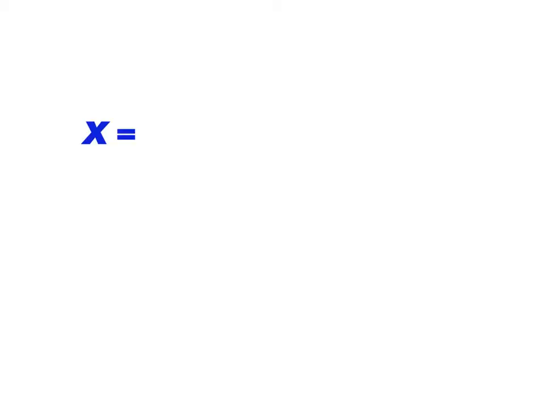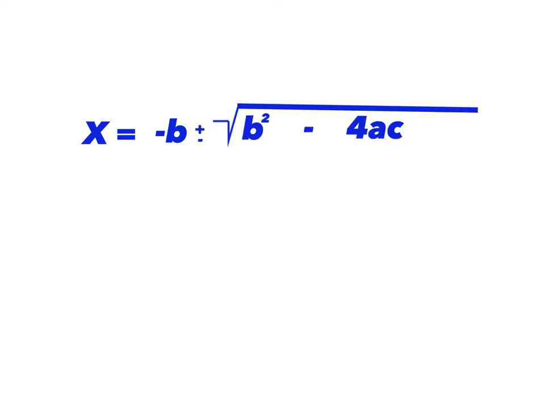X equals negative b plus or minus the square root of b squared minus 4ac all over 2a. And that's how you find the x-intercepts of a quadratic equation.